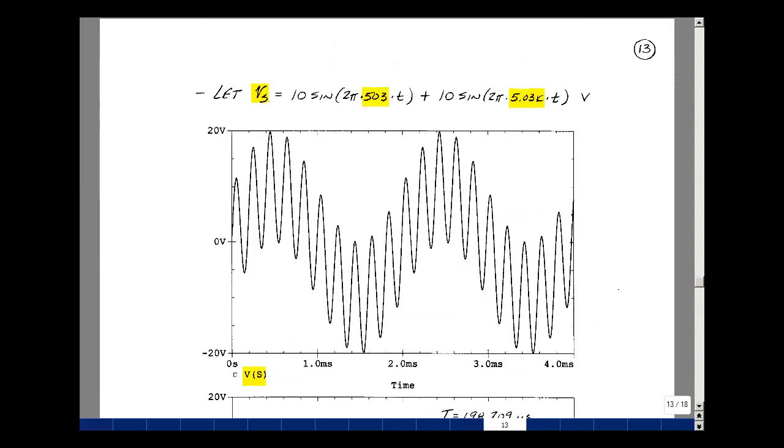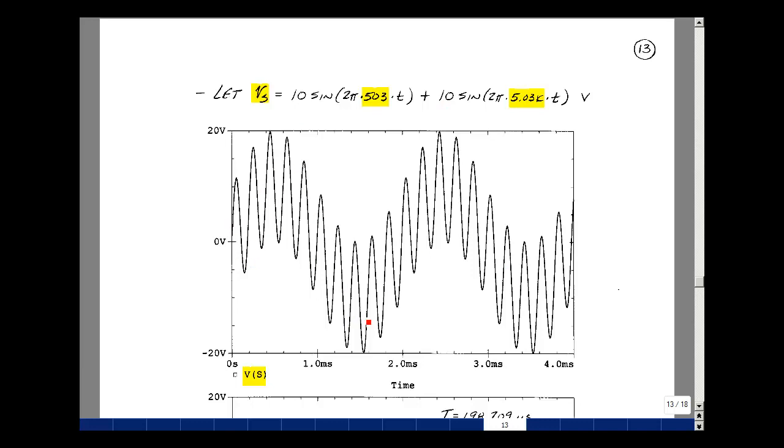Let me do another example of filtering. Suppose that I add 2 sine waves together, one that has a frequency of 503 hertz and one of 5.03 kilohertz. Both have the same amplitude of 10. Here's what the combined waveform looks like. Here's the 500 hertz signal. Here is the 5 kilohertz signal.